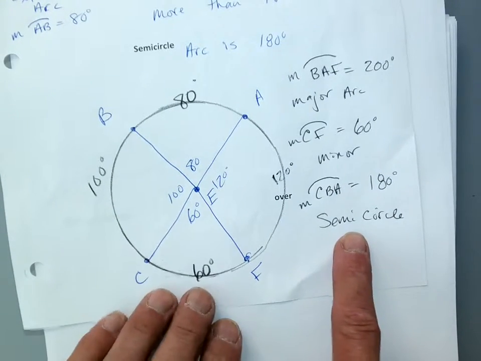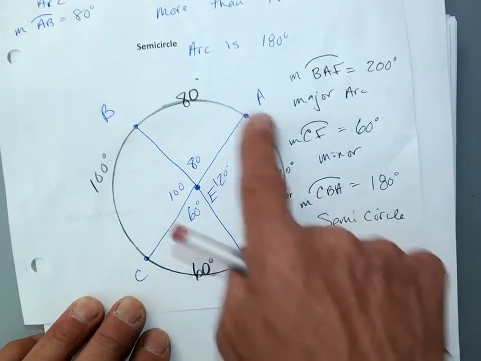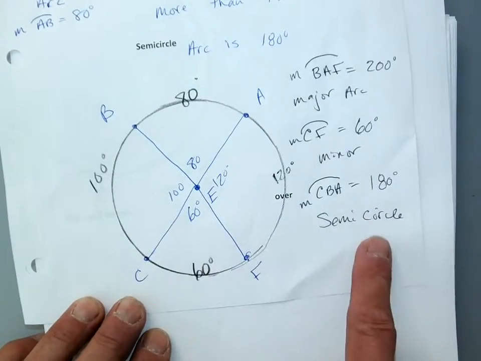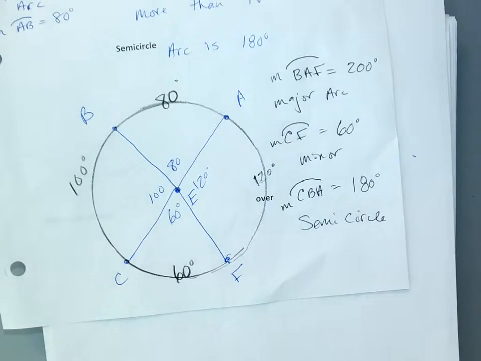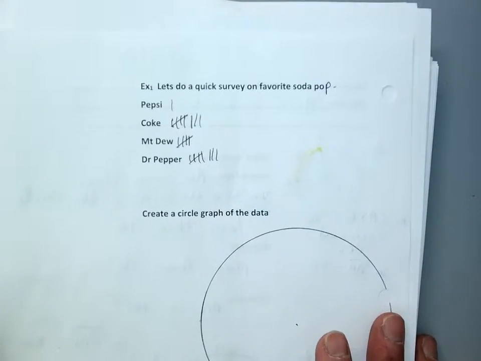So then if I wanted arc CBA, the measure of arc CBA is 180 degrees, so it's a semicircle. Okay, thumbs up. Now, hopefully you've done your survey. If you haven't done your survey, then we can pause it, and Cameron will help set you up.